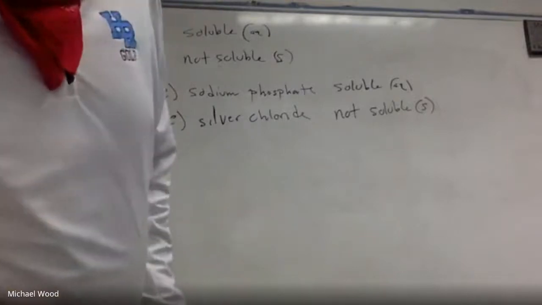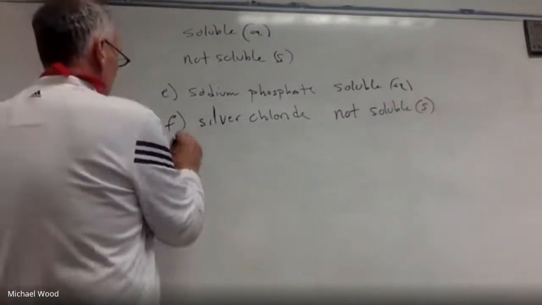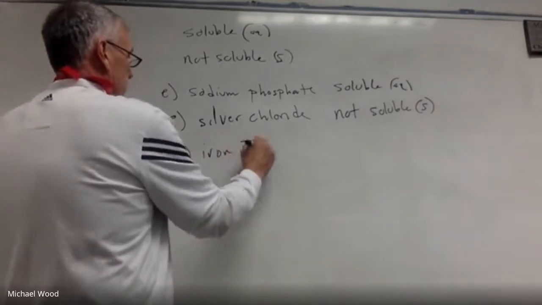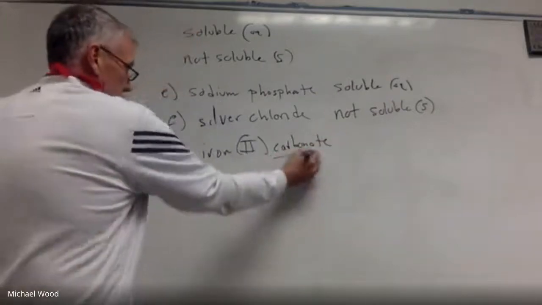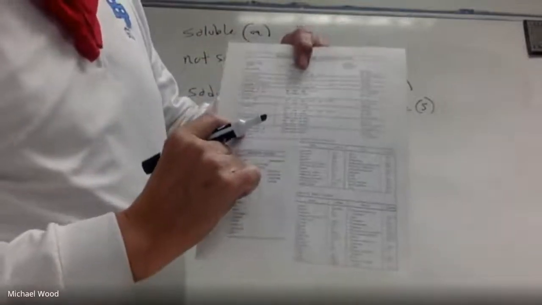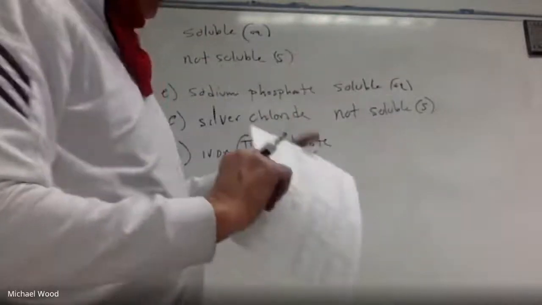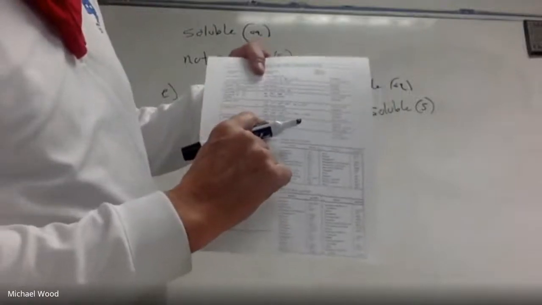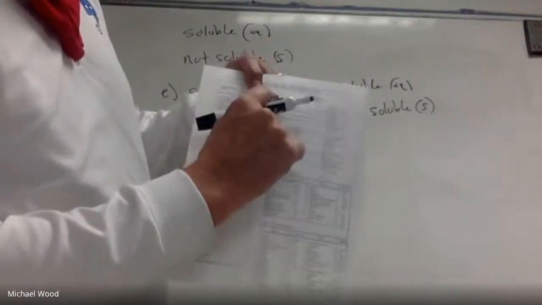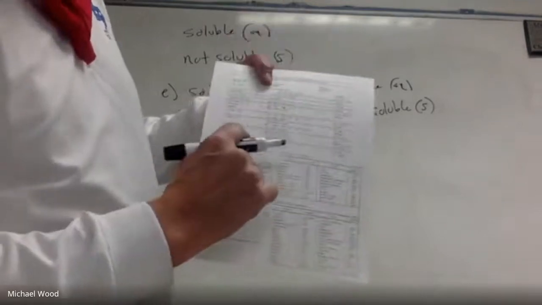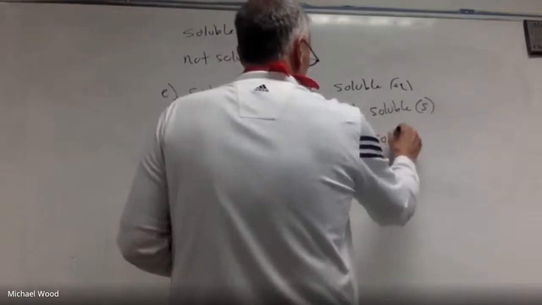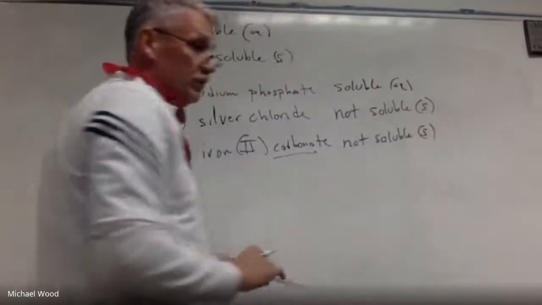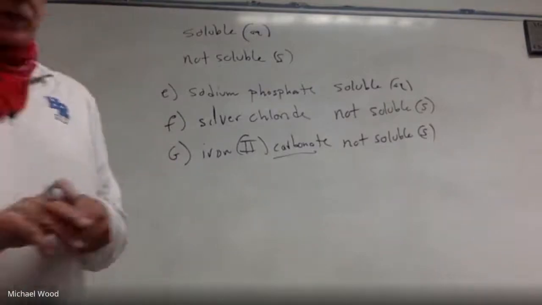Okay, and the last one is iron 2 carbonate. So again, remember I start off with the second ion, so I go back here, the anion, there's carbonate right there, and now I go back to iron 2. So it says alkali ions, which is up here, Li, Na, K, Rb, Cs. It's not iron, so any other cation. So this again would be not soluble. Solid. So we've really come to the place where we're using the periodic tables a lot.